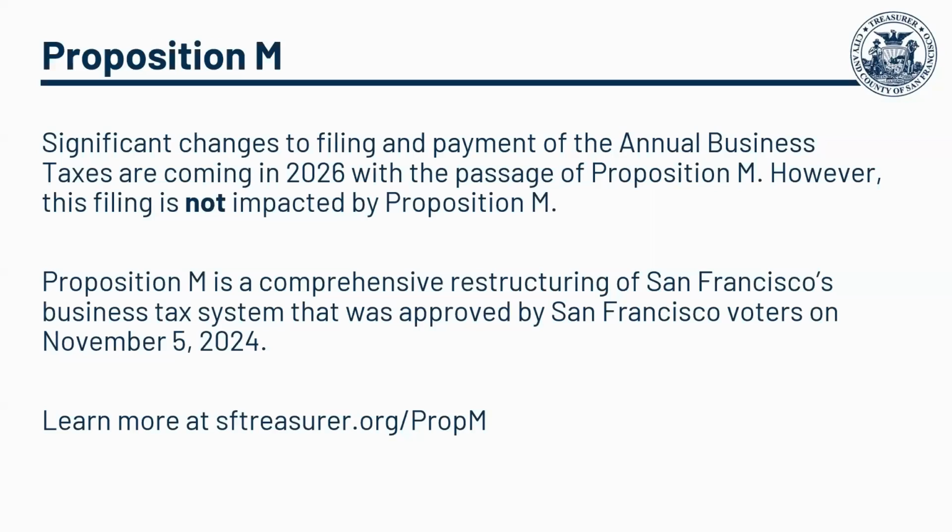Significant changes to filing and payment of the annual business taxes are coming in 2026 with the passage of Proposition M. However, this filing is not impacted by Proposition M. Proposition M is a comprehensive restructuring of San Francisco's business tax system that was approved by San Francisco voters on November 5, 2024. Learn more at sftreasurer.org/PropM.